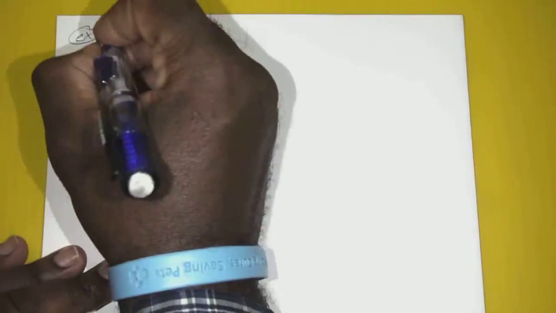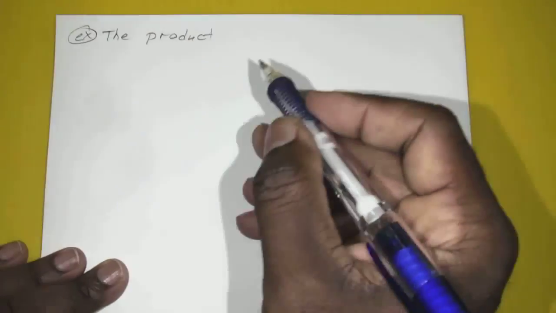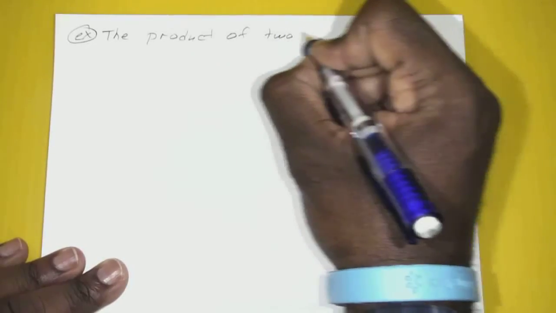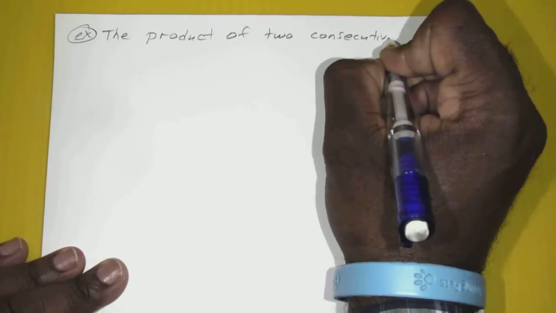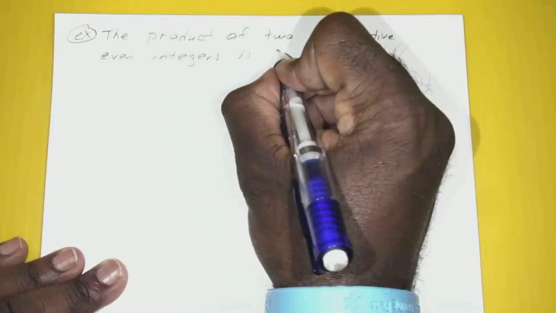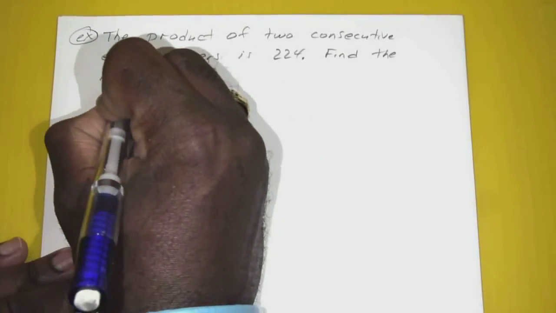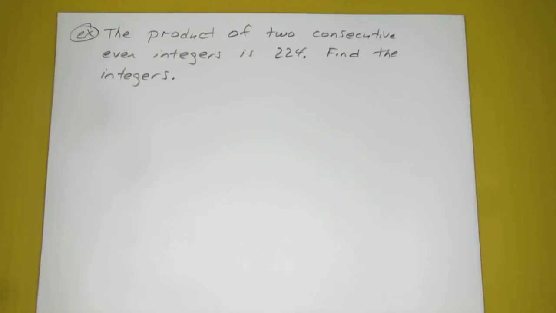All right, so let's say, for example, the product of 2 consecutive even integers is 224. And they want us to find the integers. I wanted to make sure to do this one because the end is a little bit tricky.